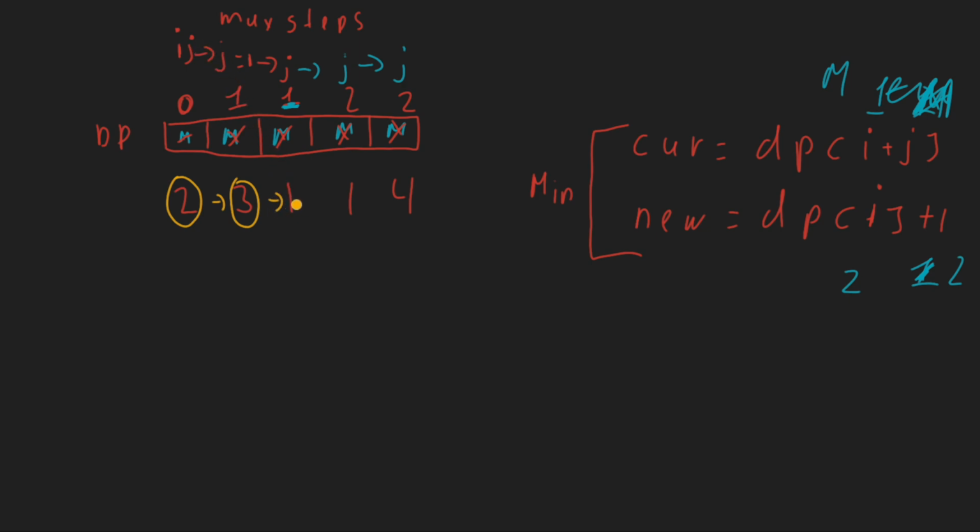Now our i is equal to 2, right? We are moving to the second index, and the same way we are exploring the options for this index. At the end, once we reach the last index in our array, in our DP, we will have the minimum jumps that we need in order to reach the end of the array.